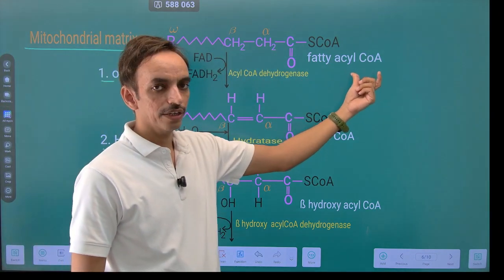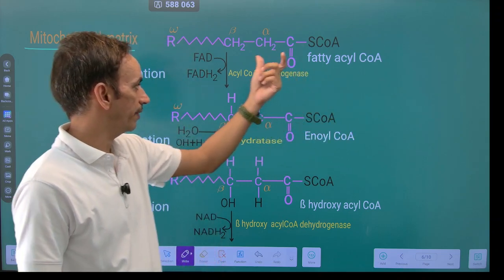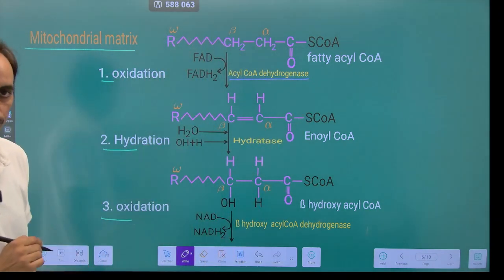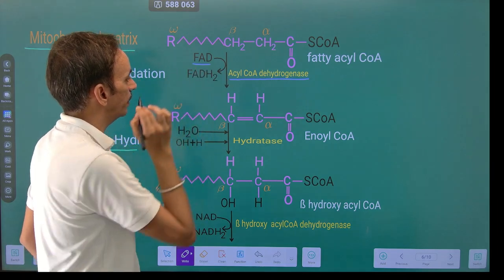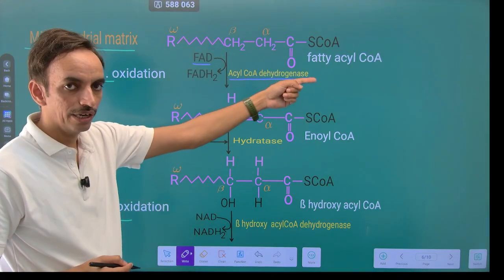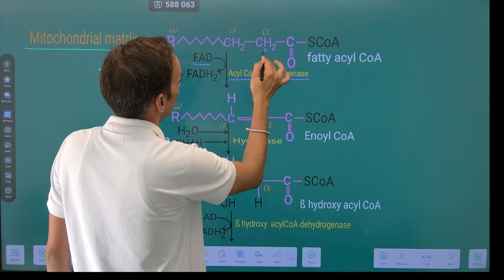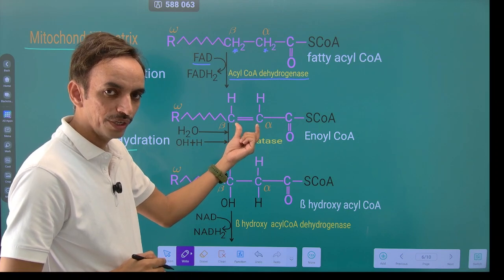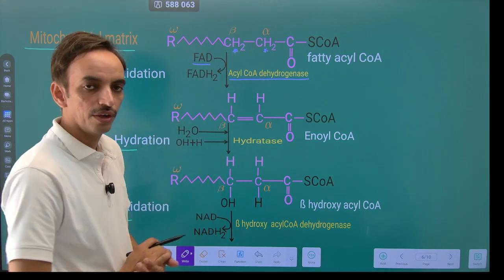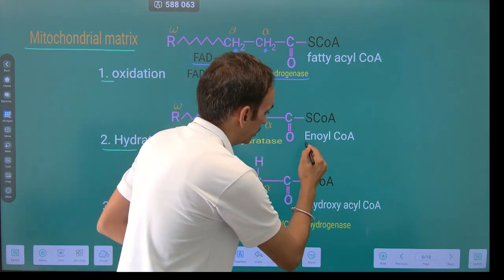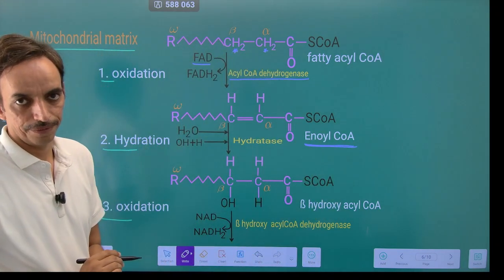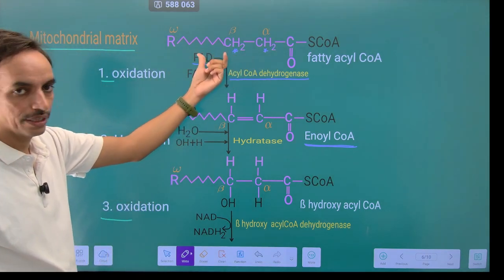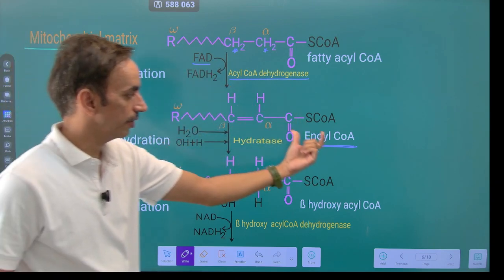We have acyl coenzyme A within the mitochondrial matrix, and we have an enzyme known as acyl coenzyme A dehydrogenase. This dehydrogenase is FAD specific. It removes two hydrogens from this acyl coenzyme A, one from the alpha carbon and the other from the beta carbon. So there is a formation of a double bond here because the carbon valency is 4. Now this structure is known as enoyl coenzyme A. The first step was the oxidation. We oxidize the alpha and the beta carbon both, leading to the production of enoyl coenzyme A.